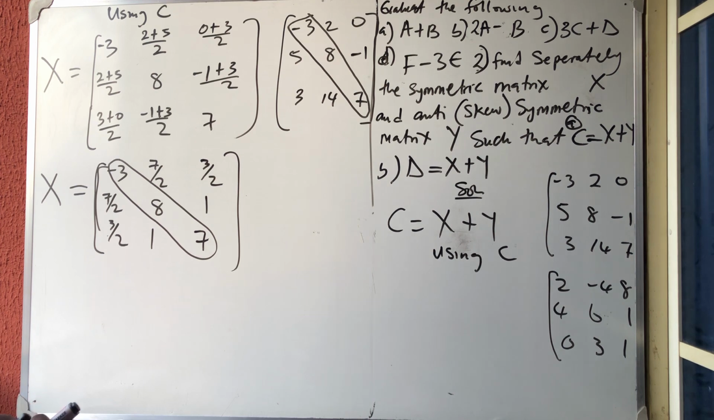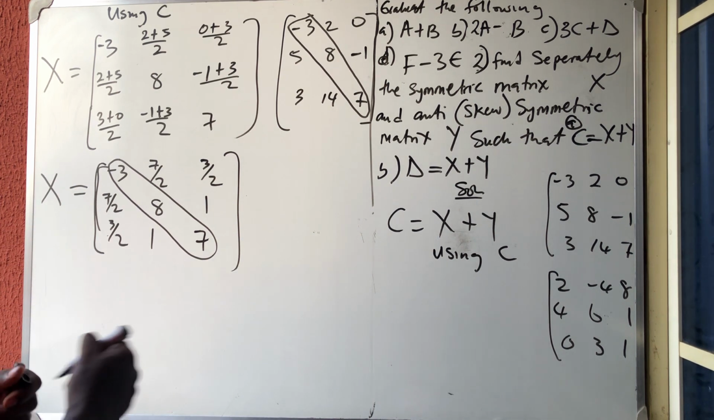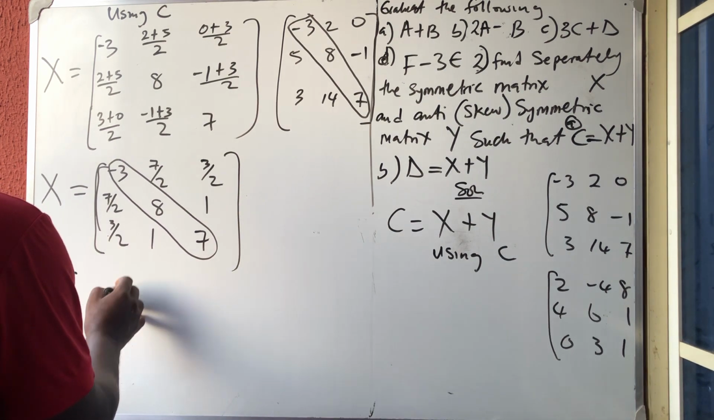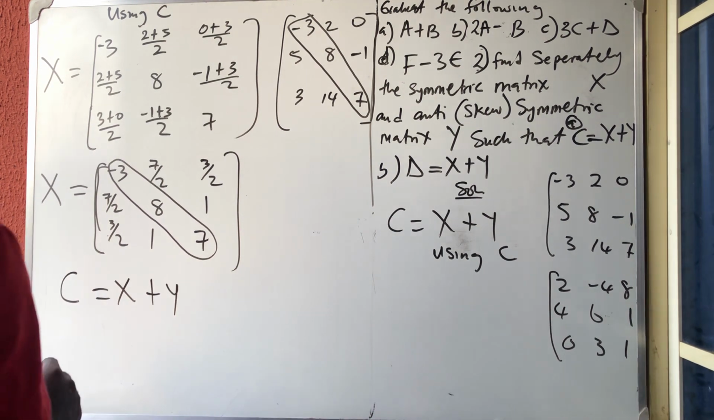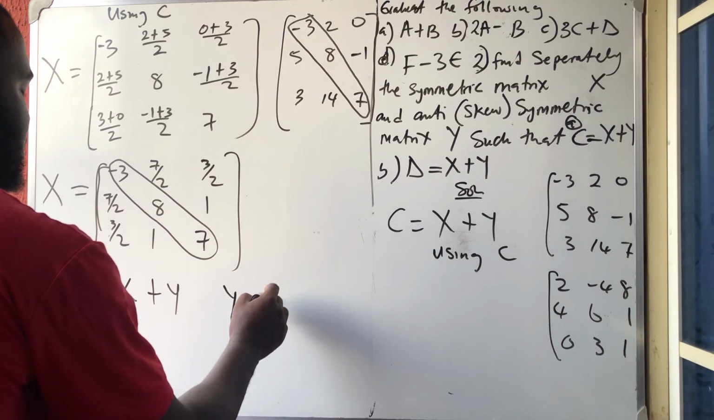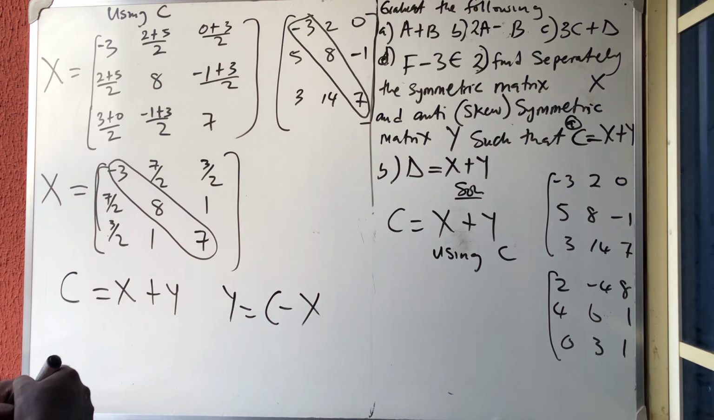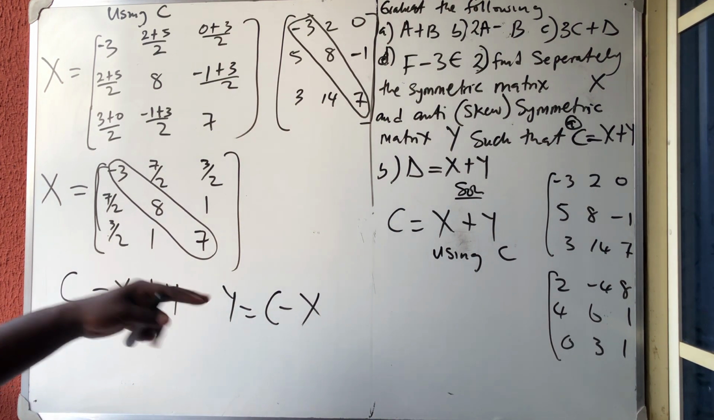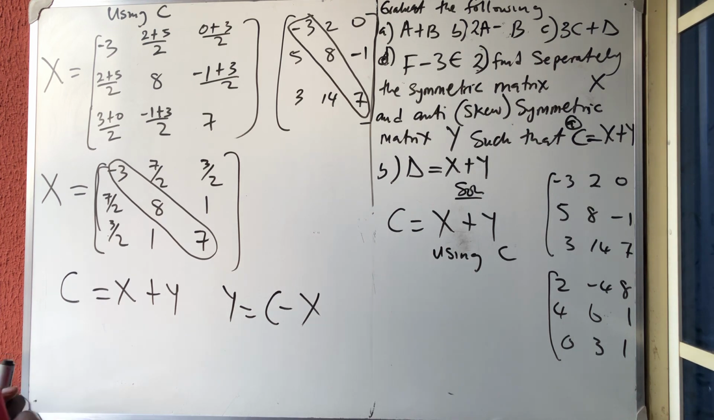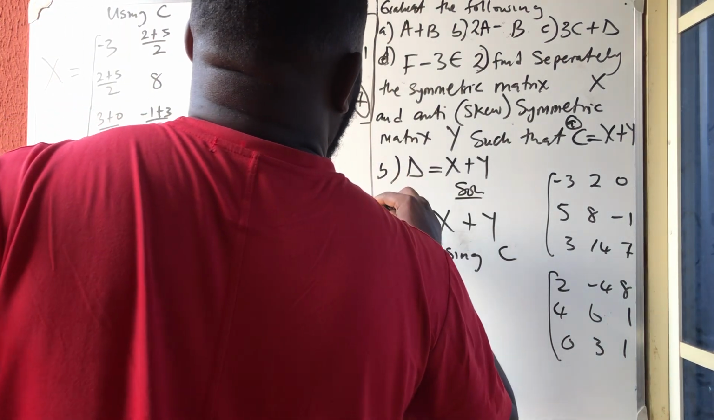So now for us to get y, now we have gotten x. For us to get y, they say that c is equal to x plus y. So y is simply c minus x, and I hope you can do that. Okay, so let us do it anyways. Let us do that c minus x. Okay, let me do it here.